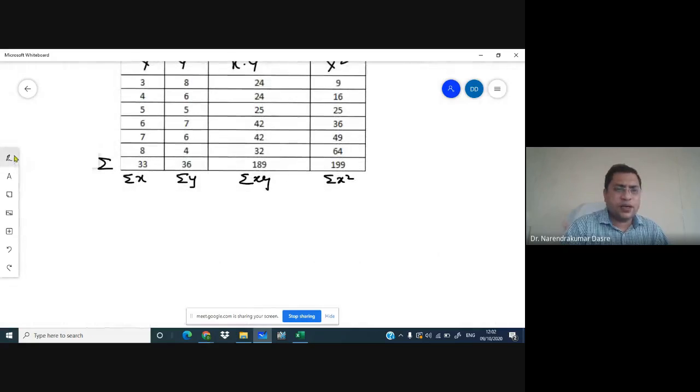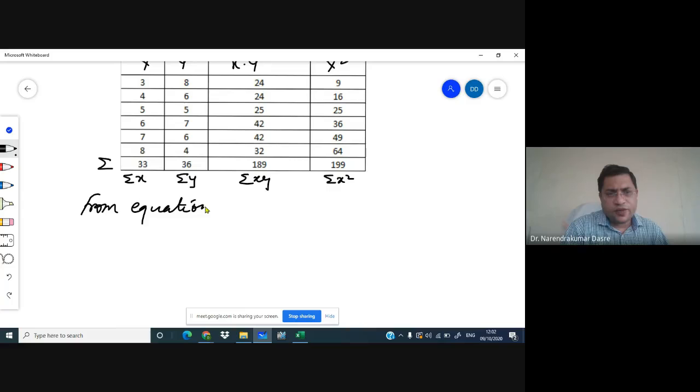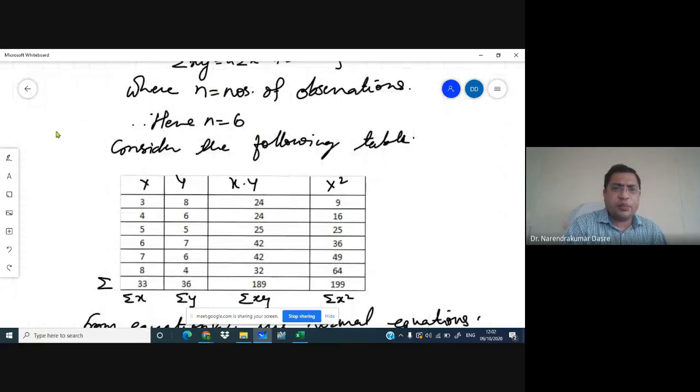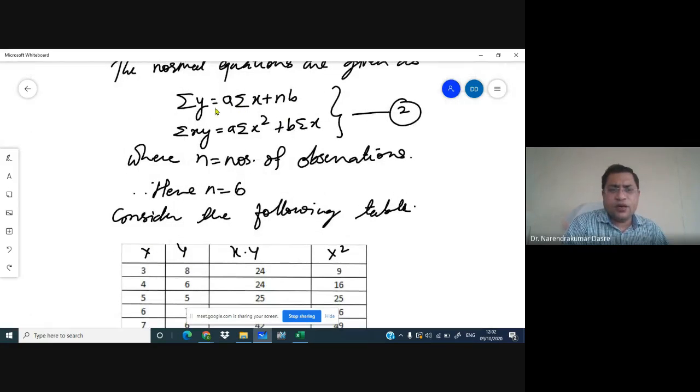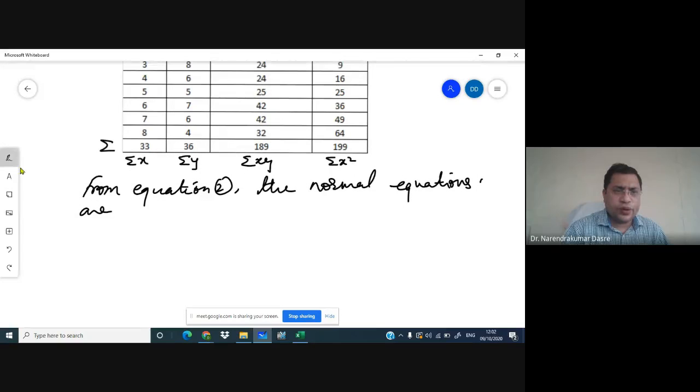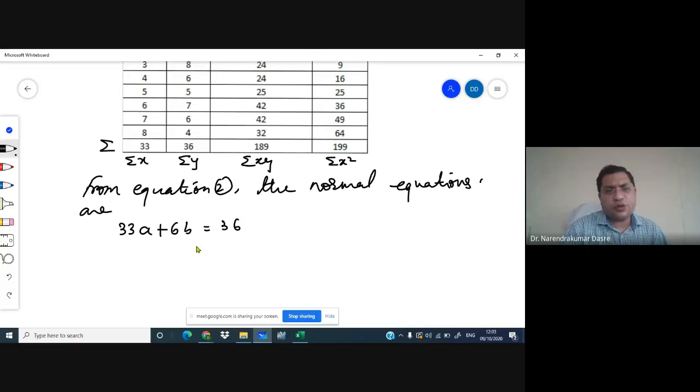So what we can write from equation 2, again, the normal equations are, okay, so I'm writing this as, see, we want to find this A and B. So I'm writing the right hand side on the left and the left hand side on the right. Okay. So I want summation A. So this is going to be 33 times A plus 6 times B is equal to 36.